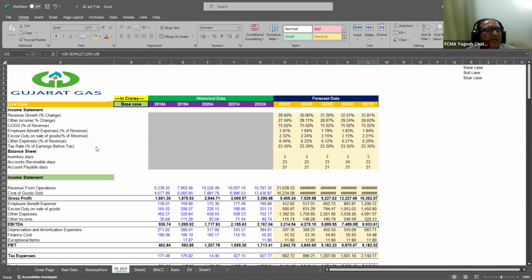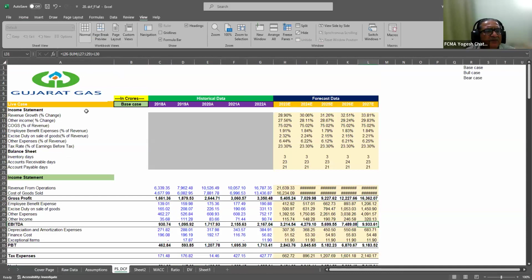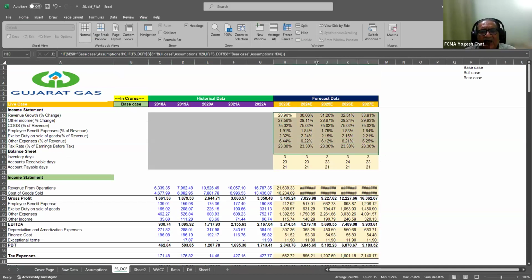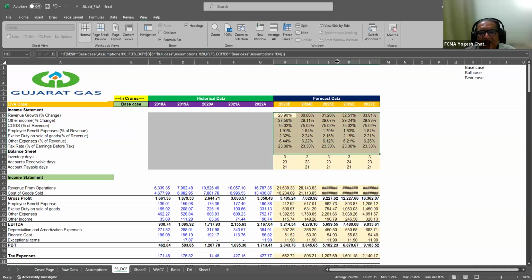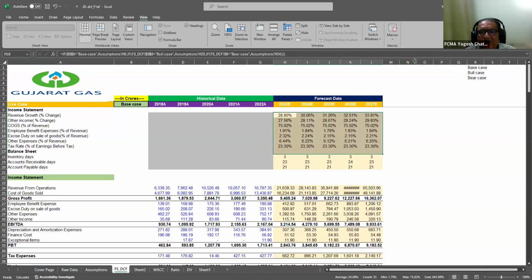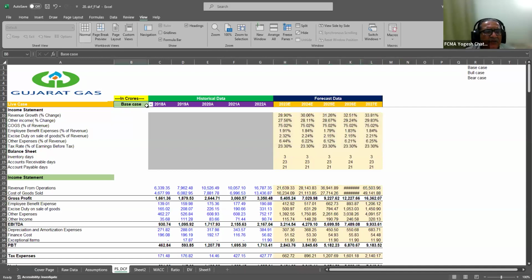Just give me a minute, I will adjust this. So here I have taken this forecast data, and based on this forecast under different scenarios, base case, bull case, and bear case, my valuation will undergo change. For the bear case, whatever projection we made in the previous sheet, I have taken here with the help of the formula. You can very well see the formula.